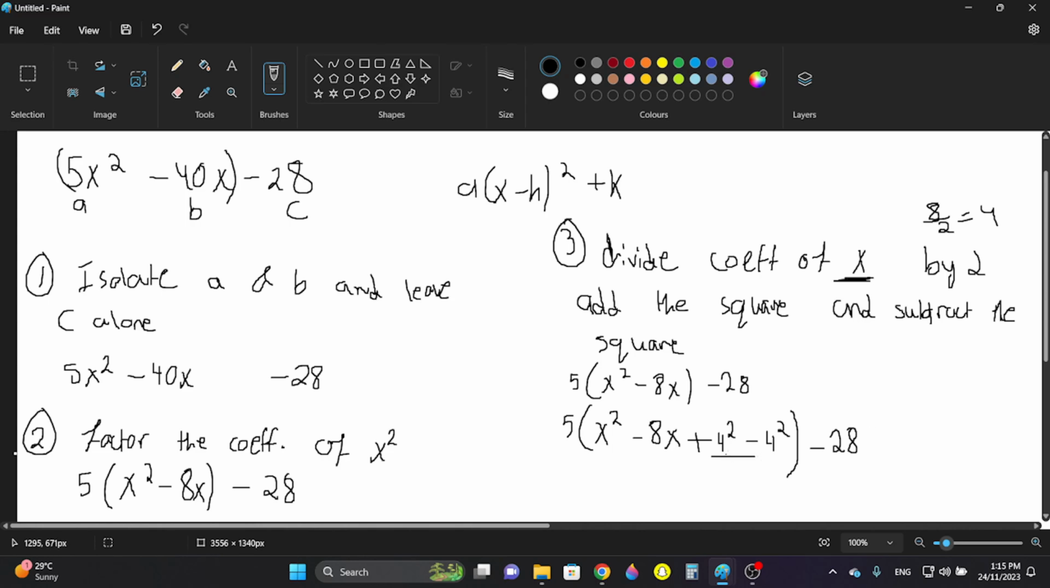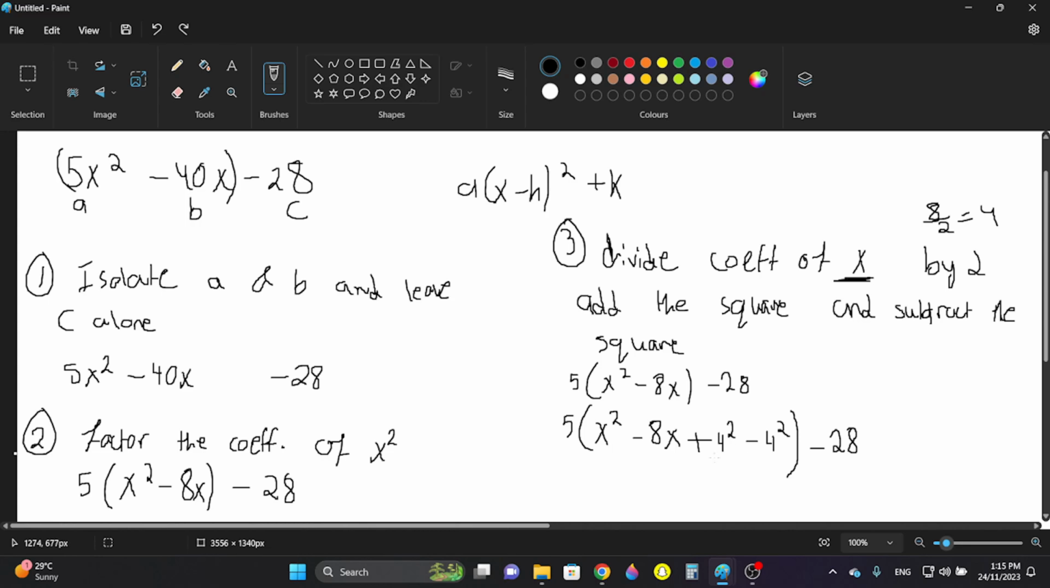Okay, but you're going to ask them, what's the point of putting plus 4 squared and then subtracting minus 4 squared? Don't they just cancel out? Yes, they do cancel out. But that's the thing in math. When you want to add anything to an equation, you must make sure that you add it and subtract it too, because you can't just add any number to the equation. You have to make sure they cancel out.